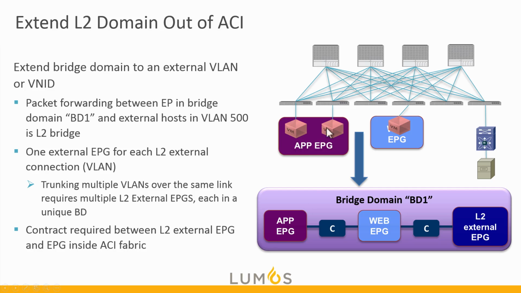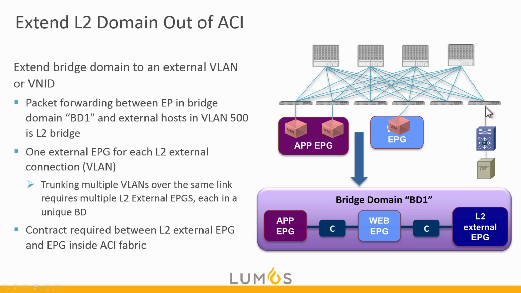So for instance, I might have an app EPG, a web EPG with VMs, and they could all be inside the same bridge domain, for instance. And of course, they have contracts between them to talk. But I now want to have another external, let's say, database, bare metal server, and it's either not been migrated or potentially never will be migrated over to ACI. And we still want that to be in the same layer 2 subnet, well, really layer 3 subnet, but layer 2 bridge domain.